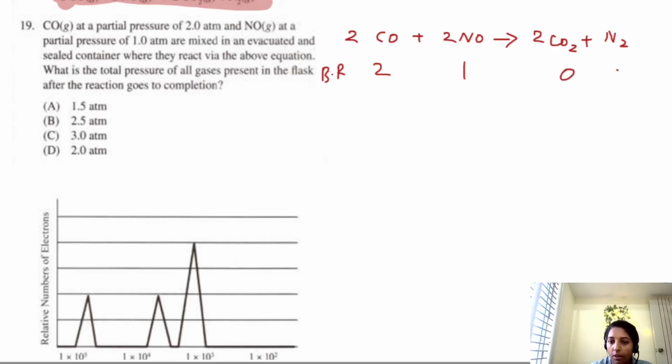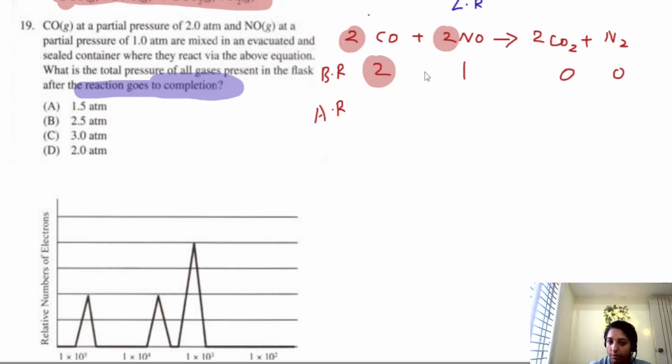We need to write the after-reaction values. After reaction, what are the moles? Which is the limiting reagent? See the ratio: 2 require 2, but there is only 1, which means who's the limiting reagent? Yes, NO is the limiting reagent. Correct? So the reaction is not in equilibrium, so we don't need to consider the ICE table. Just before reaction and after reaction is sufficient, because they said it goes to completion.